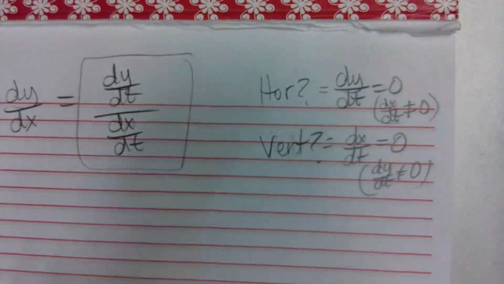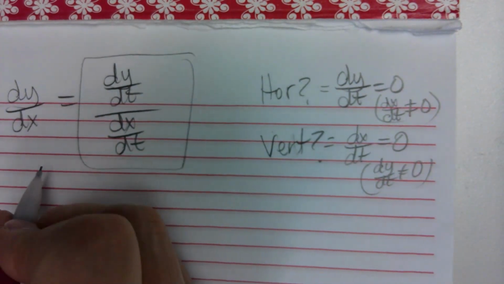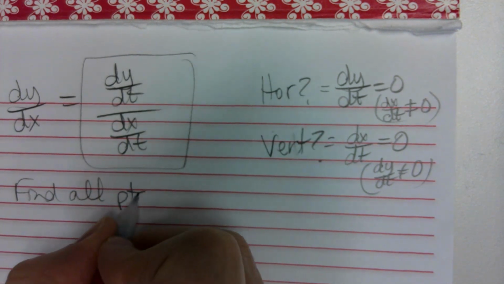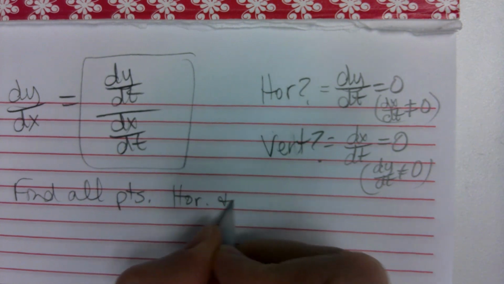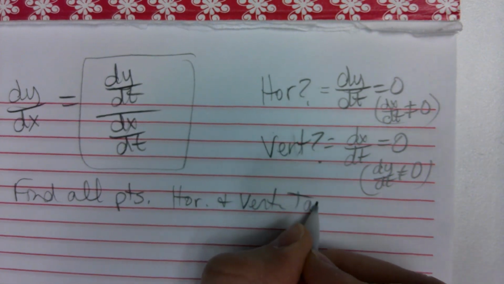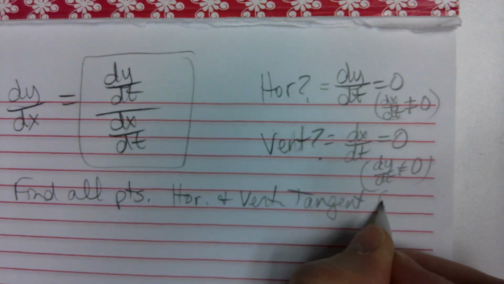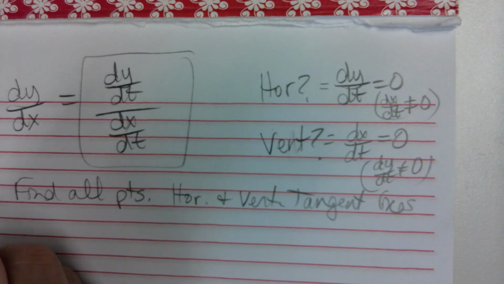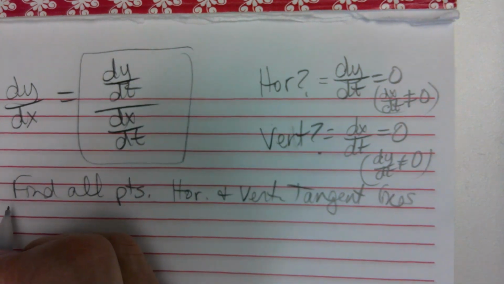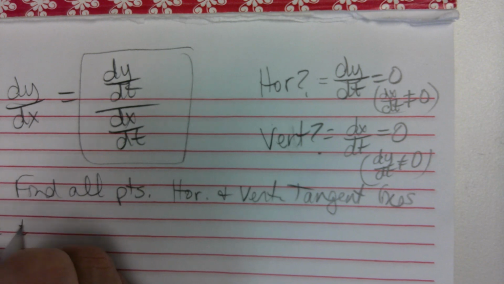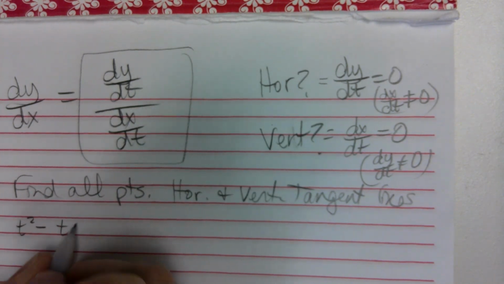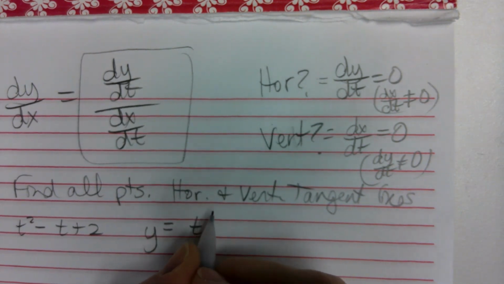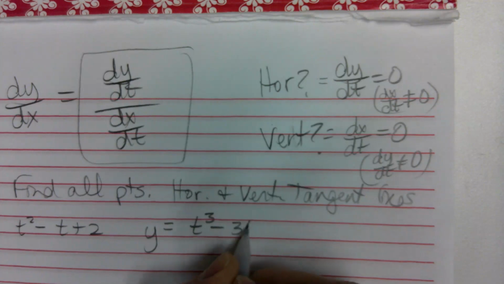So if I ask you to find all points where we have horizontal and vertical tangents, could you do it? I'll do 2 more examples and then stop. I mean, this example and one other.